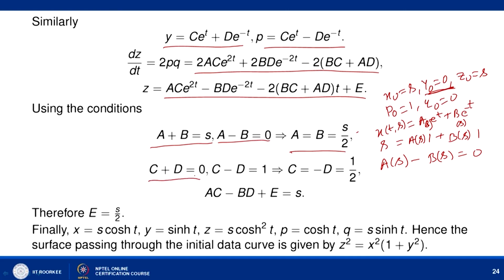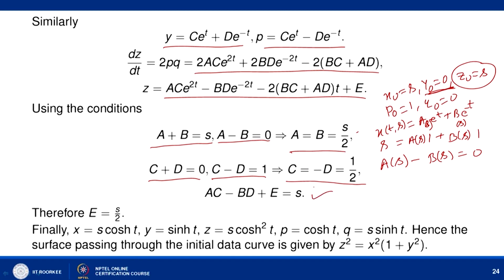Similarly, using the relation that y naught is equal to 0, we can write c plus d is equal to 0, and p naught equal to 1 gives c minus d equal to 1. So c plus d equal to 0 and c minus d equal to 1 means that c equal to minus d equal to half. And we also know that z naught is equal to s. So z naught is basically, you can get this from here: ac minus bd minus 2 times bc plus, now t is 0, so this will be gone, plus e. So we have ac minus bd plus e equal to s.